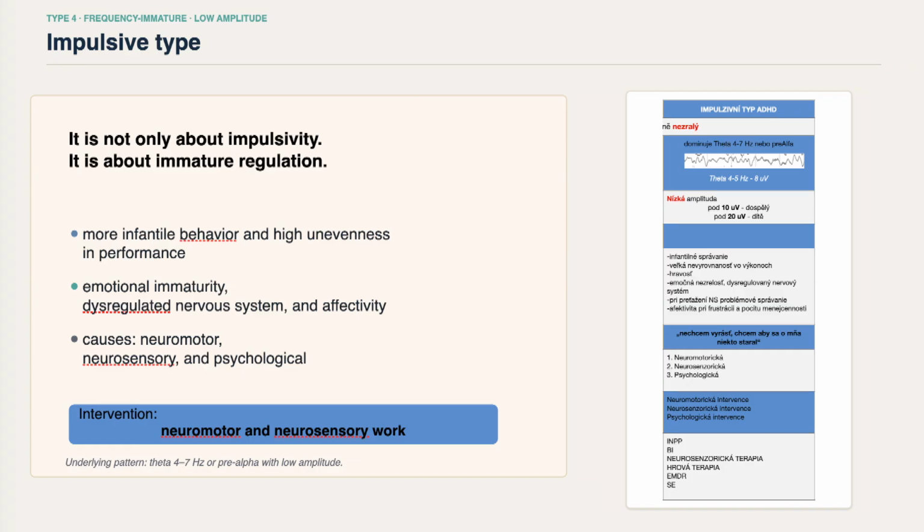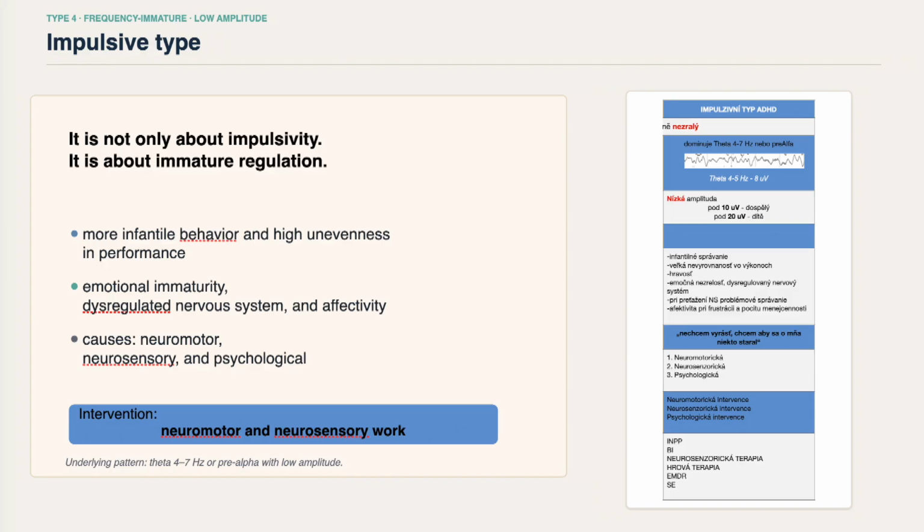Type 4, Impulsive ADHD. The fourth type is the impulsive type of ADHD. Like the hyperactive type, this also shows an immature EEG rhythm. However, in this case, the amplitude of the dominant rhythm is very low. Let's look at the clinical picture.